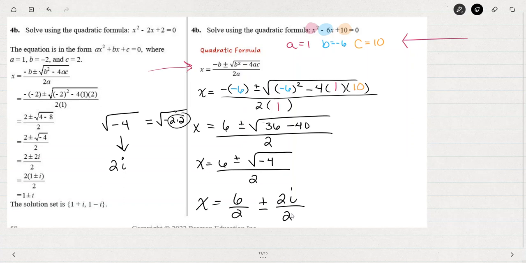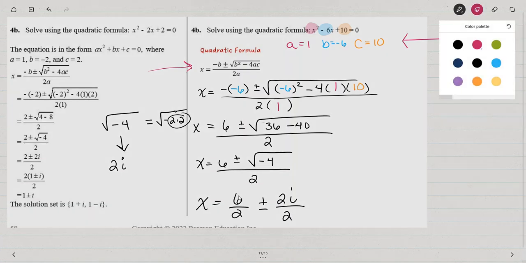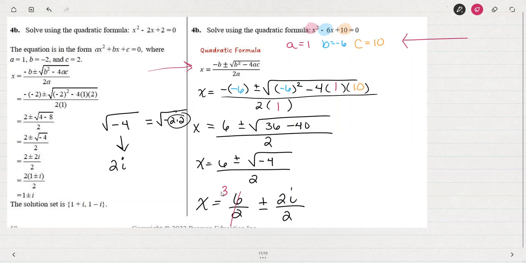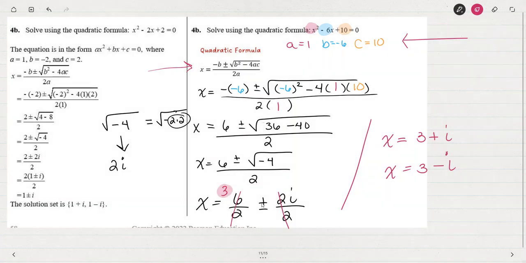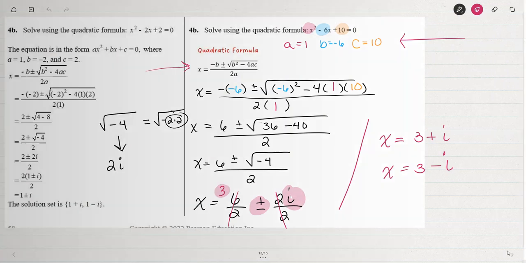And do you see what could be reduced? 2 goes into 2 once, 2 goes into 6 3 times, and 2 goes into 2 once. So this 2 over 2 reduces to 1, 6 over 2 reduces to 3. So I've got x equals 3 plus i, or x equals 3 minus i. It's 3 plus or minus 1i. That's it for that problem.